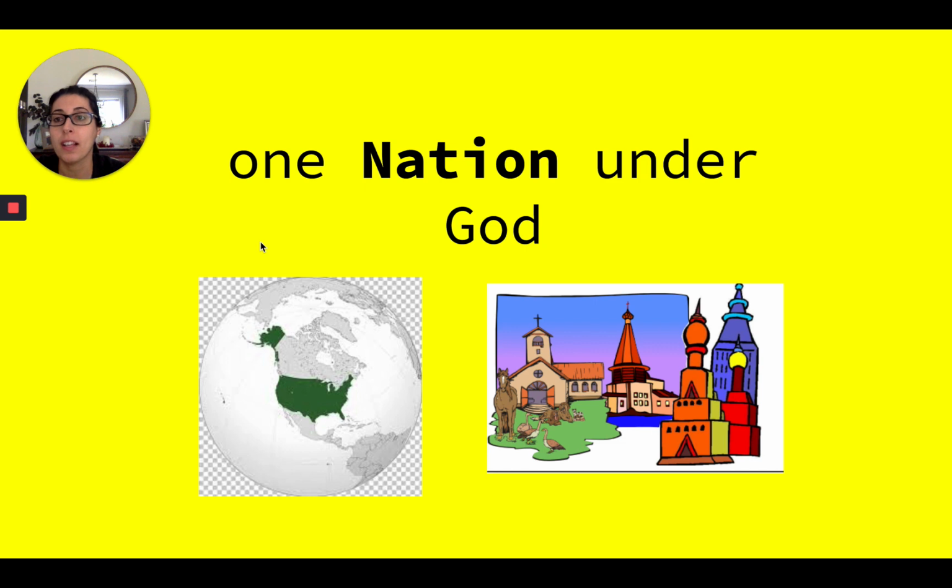The next part says, one nation under God. You say it. One nation under God. Okay, so what does this part mean? Well, the word nation, say nation. Yeah, the word nation means country, right? So this is the nation of the United States. Do you see it in green here? And then it says under God.